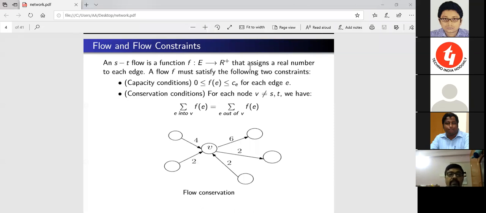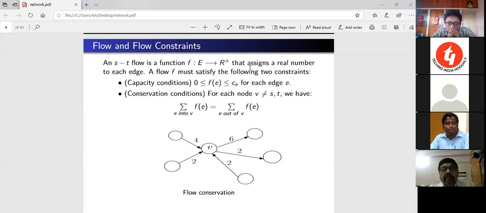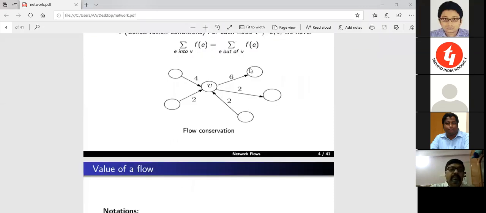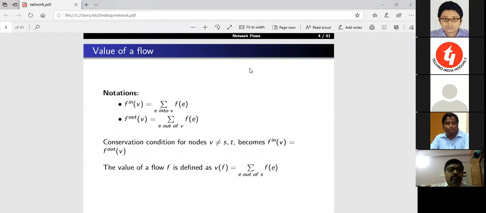Okay. So we don't want something left in an intermediate node. So every exact amount that comes in must go out. So what happens is, for the intermediate nodes, the amount coming in and the amount going out are the same. So as you can see, F in at V is equal to F out at V.